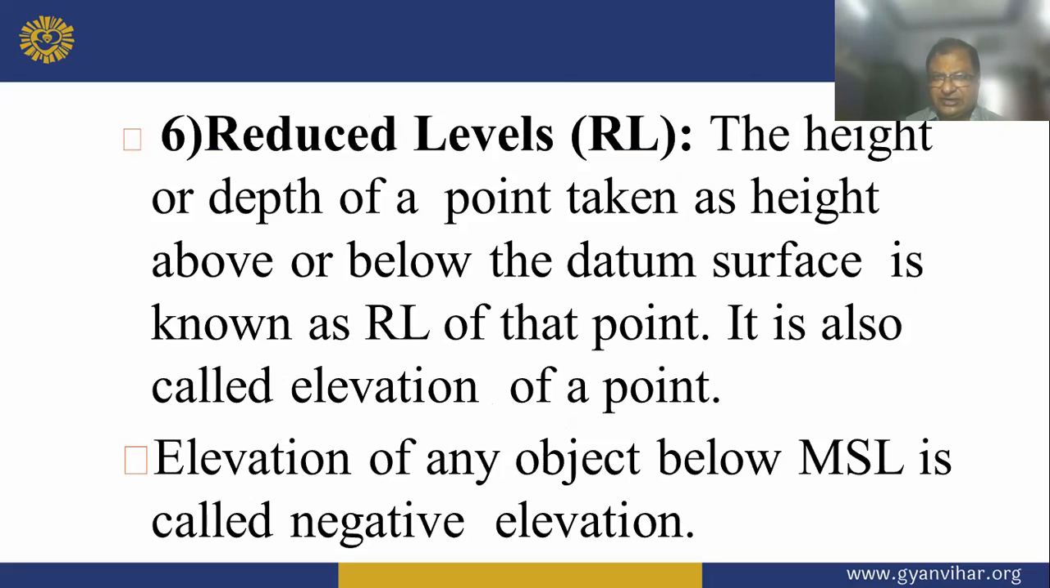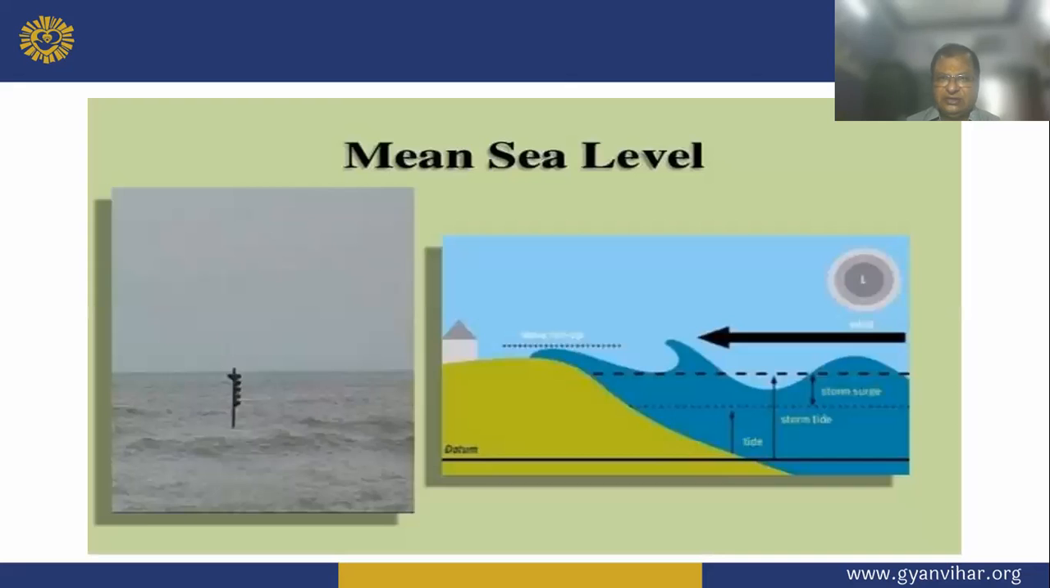And my dear boy, what is the reduced level? The reduced level, or RL, is the height or depth of a point above or below the datum surface, and it is also called the elevation of the point. The elevation of any object below mean sea level is called negative elevation. This is mean sea level.